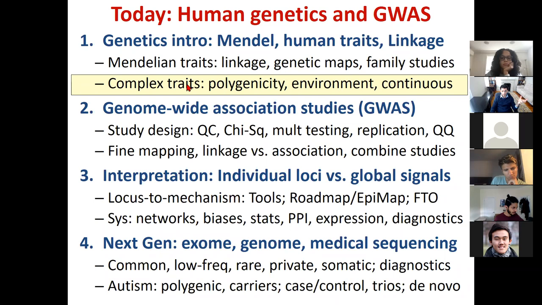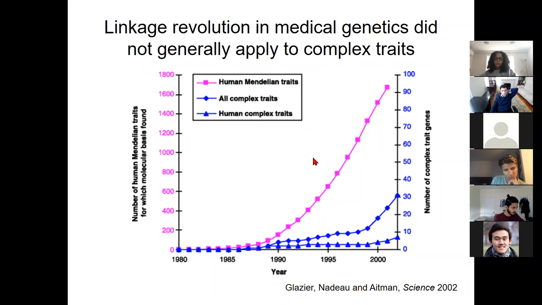Many complex traits are extremely polygenic with tiny, tiny effect sizes and this continuous variation along the genome. So if you look at the number of human Mendelian traits that were mapped in the 80s and 90s, you see this tremendous success with 1,800 different traits mapped, different loci mapped. That's enormous. By contrast, this blue curve of human complex traits was in the single digits for a while. So with human complex traits, you had less than 10 genome-wide significant hits. So this is a problem. And even in other complex traits that are not human, there were just very, very few examples.